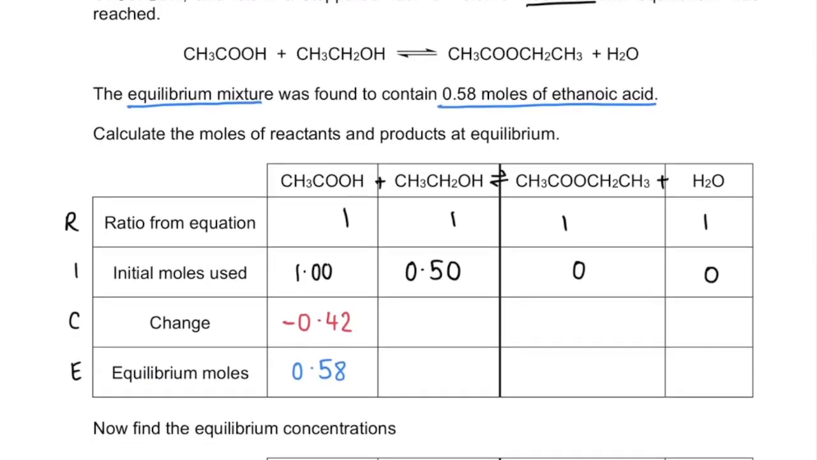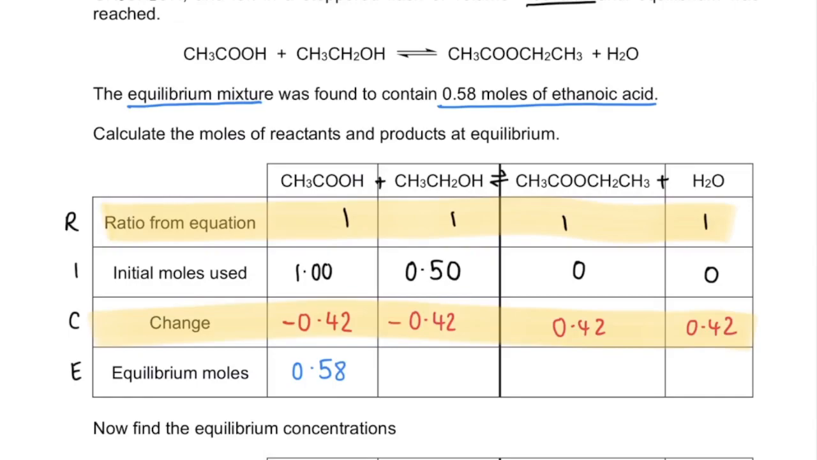What we say to ourselves then is that whatever happens as a change must be in the same ratio as the balanced equation. So if I use up 0.42 moles of ethanoic acid, according to reacting quantities, I must use up 0.42 moles of ethanol as well. So these two lines, our ratio line and our change line, must be in the same ratio quantities. So where 1 to 1 to 1 to 1 must be 0.42 to 0.42 to 0.42. Each of those numbers is the same.